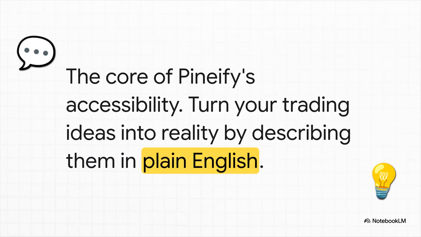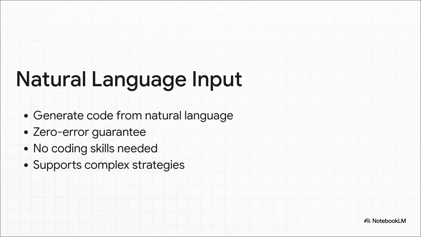Now, the first key feature that makes all of this possible is what they call natural language input. This is really the core of what makes the tool so accessible. So what this means is you don't need to know the first thing about coding. You can just say something like, plot the 20-period EMA and make the chart background green when the price closes above it. And the AI just gets it. The cool part is it works for both simple little indicators and really complex, multi-layered strategies, all without you needing any coding experience at all.